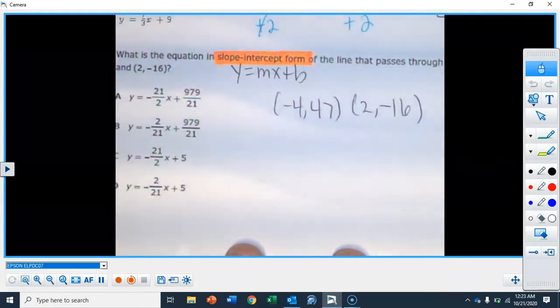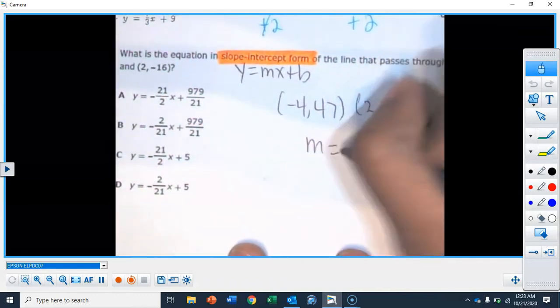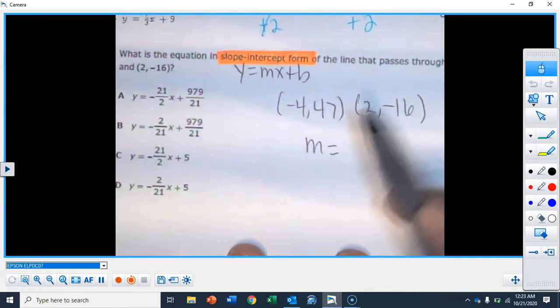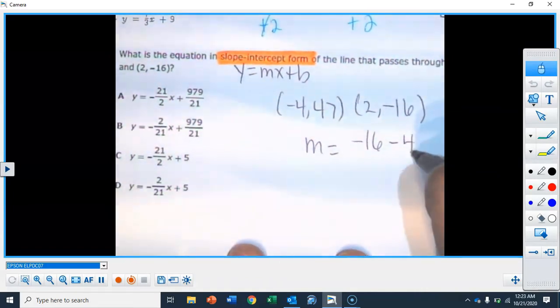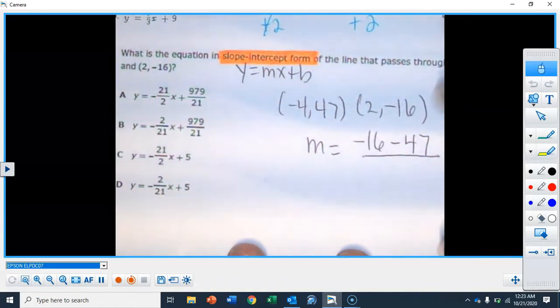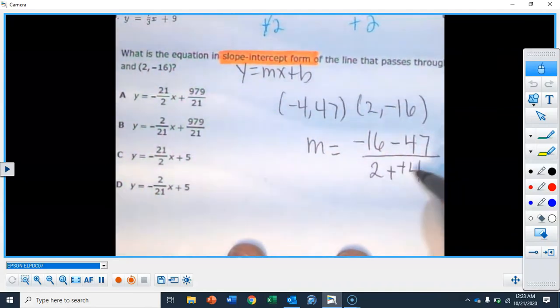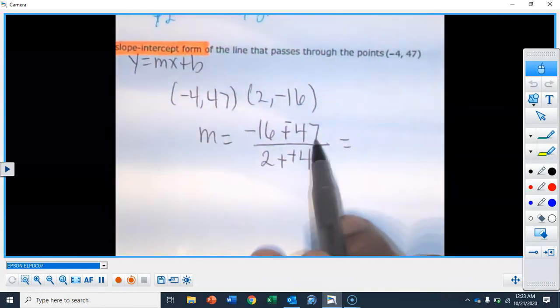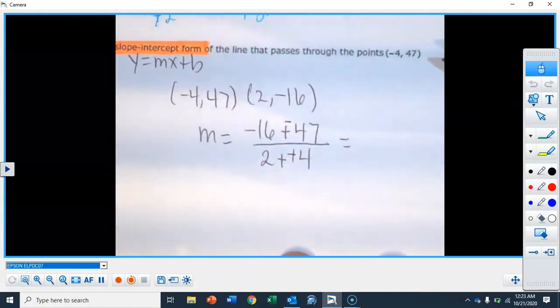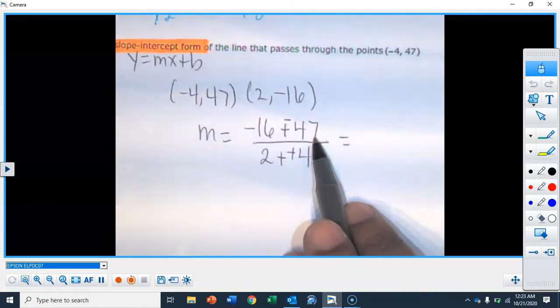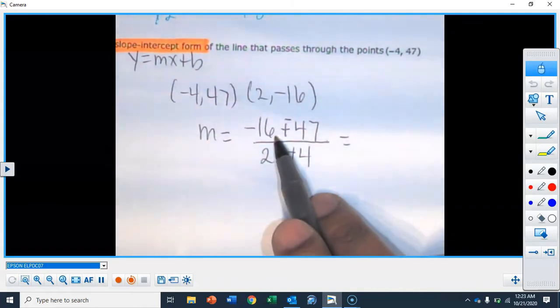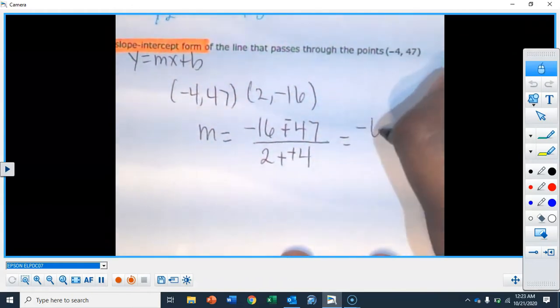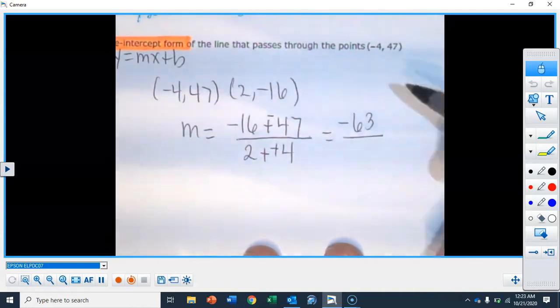So I have to calculate my m. Okay. So m is equal to y2 minus y1. So negative 16 minus 47 divided by 2 minus negative 4. Okay, let's look at our math now. So I'm going to change that to a plus, bump back. So I'm going to add these two. I believe that's negative 68. Yeah, because, I'm so sorry, negative 63, because 7 plus 6 is 13. Carry the 1. Yeah, negative 63 over, and then 6.